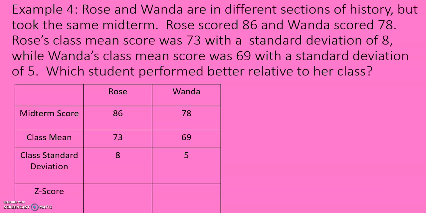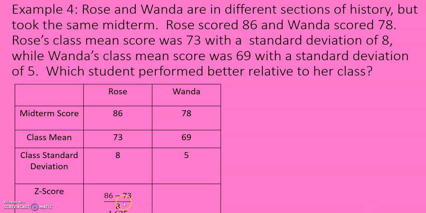Example 4. Rose and Wanda are in different sections of history but took the same midterm. Rose scored 86 and Wanda scored 78. But Rose's class mean score was 73 with a standard deviation of 8, while Wanda's class mean score was 69 with a standard deviation of 5. Which student performed better relative to her class? The first thing we will calculate is the z-score for each student.